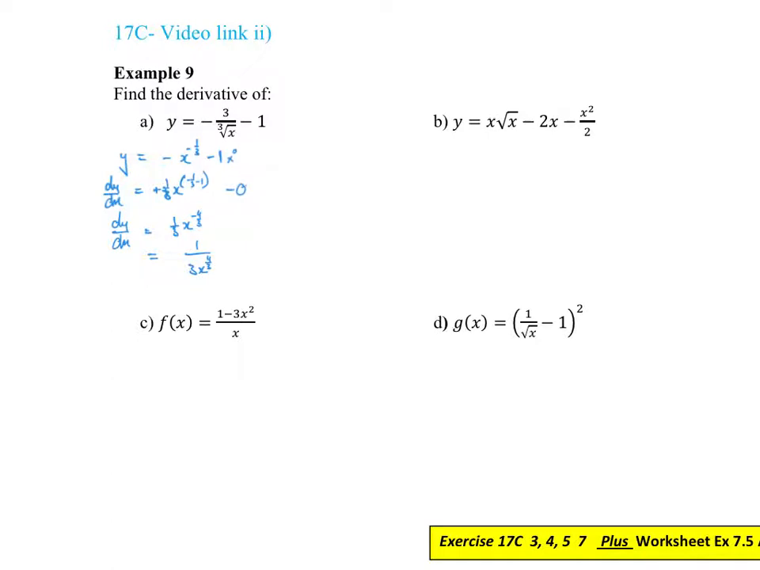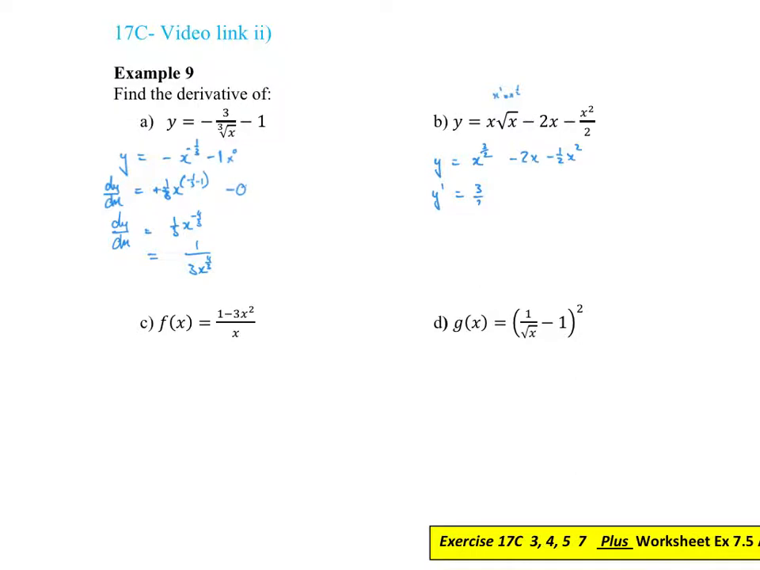All right, let's do the same thing with b. Just rewrite x times x to the half. Well, that's x to the 1 times x to the half, and if the base is the same, we add the powers. So that's x to the power of 3 on 2, minus 2x minus 1/2 of x squared, and I might write y dashed, just a different notation.